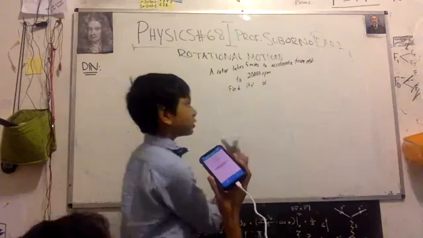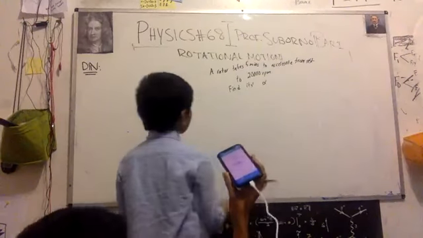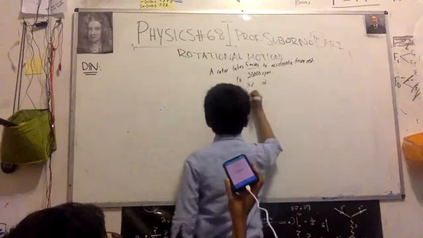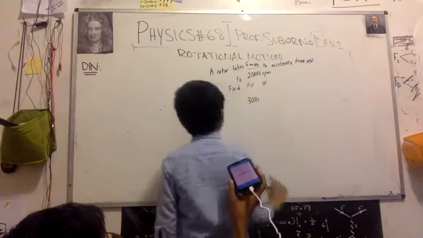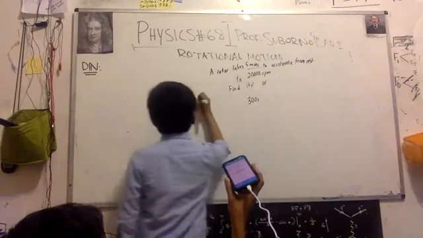So we're going to start approaching this problem by converting 5 minutes to 300 seconds. Now, 20,000 rotations per minute.